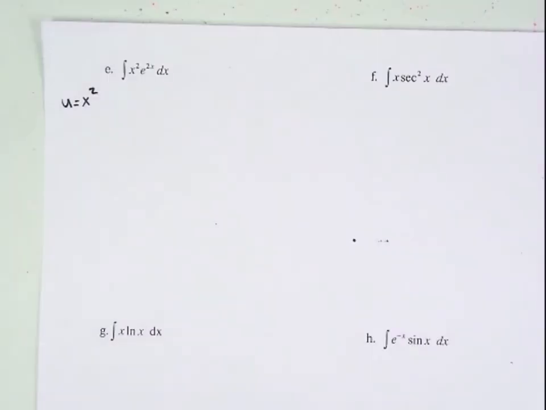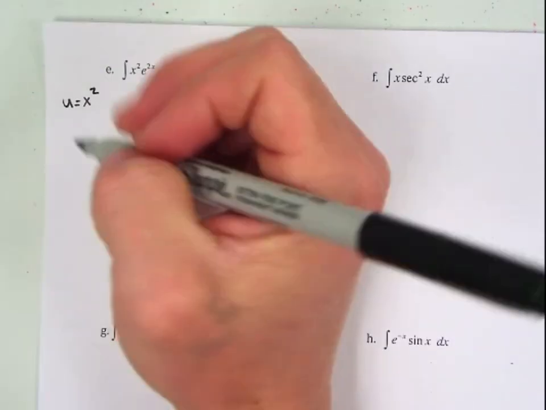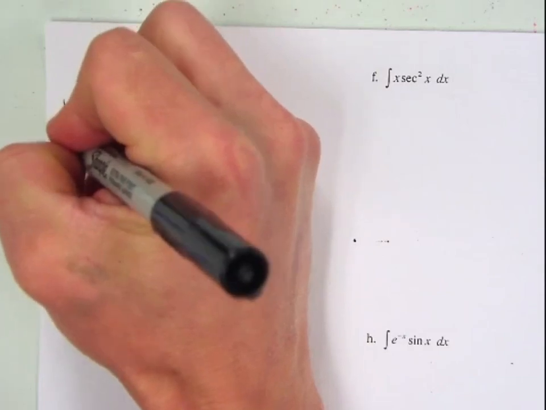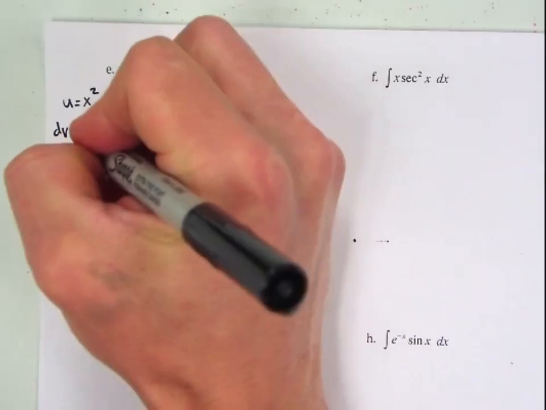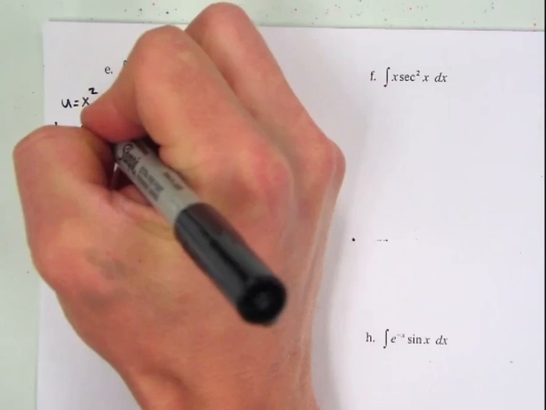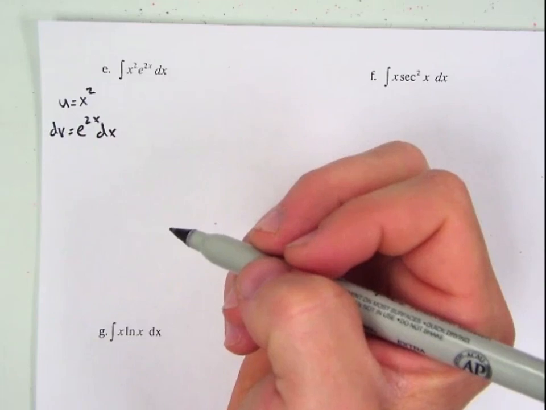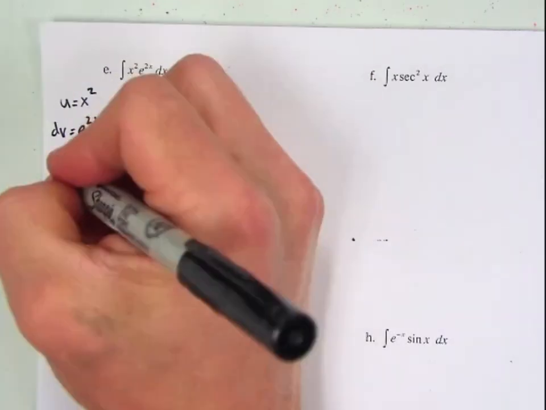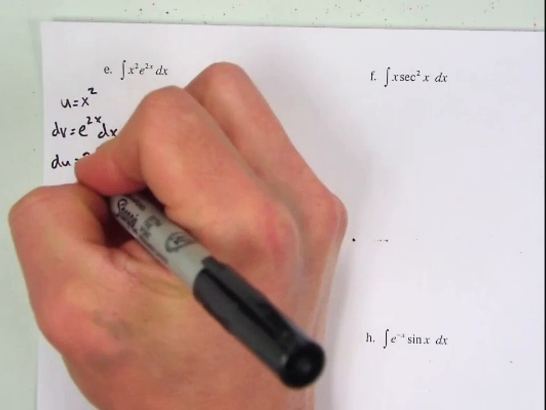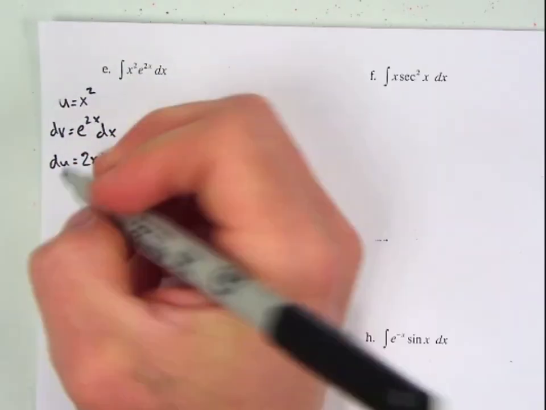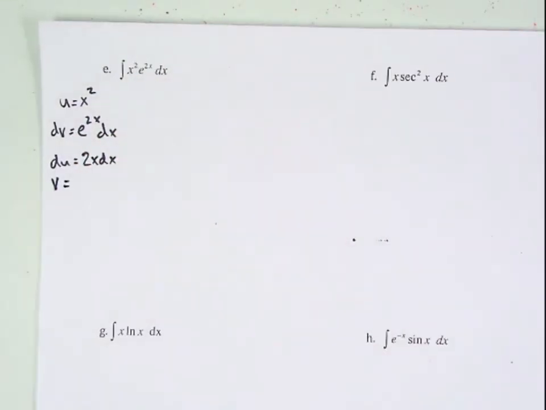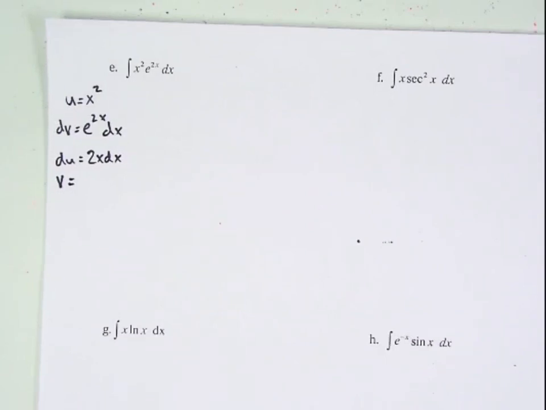See how it's x to the n times e to the ax? Okay, and then dv is going to be everything else, so e to the 2x dx. And then du is 2x dx. Now v, so the integral is e to the 2x, but then we still have that 2, so it's going to have to be 1/2.